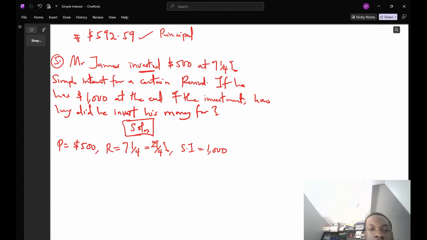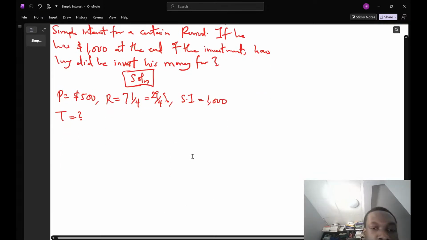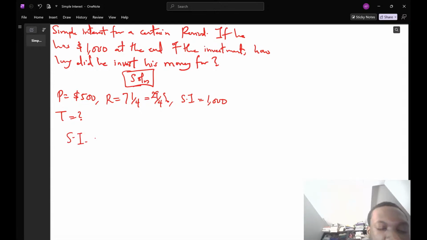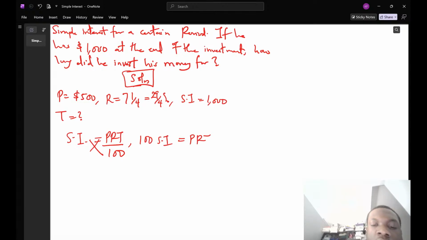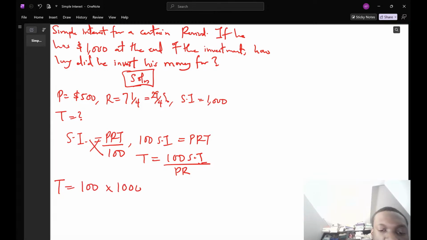Okay. It says how long did he invest his money? So T is time. Now we know that SI is equal to PRT over 100, but now we're looking for time. So let's make time the subject of the formula. Let's cross multiply. So we have 100 SI equals PRT, and T will be equal to 100 SI over PR. So time is equal to 100 times 1000 over the principal, 500, times the rate, 29/4. Okay, these two, we cancel this 20.